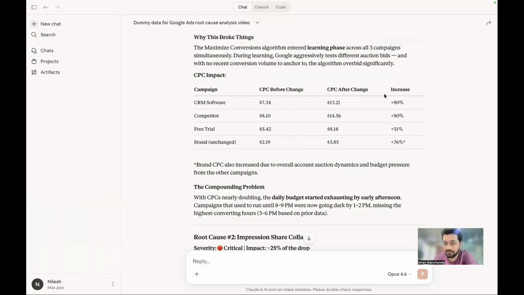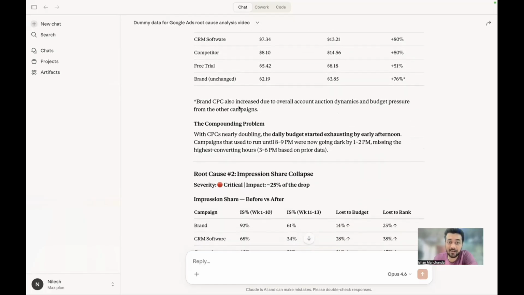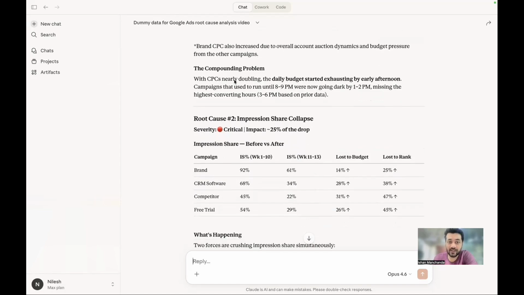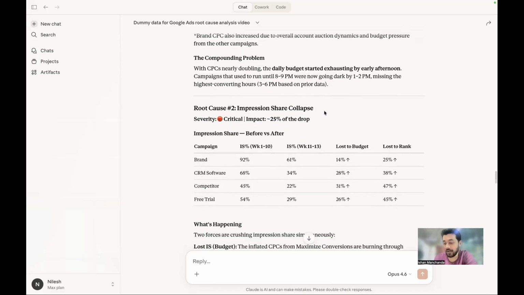So there's been a 70 to 80% change in the entire CPC, right? And brand CPC has also increased, right? What is the compounding problem? Now, with CPC nearly doubling, the daily budget started exhausting by early afternoon. Campaigns used to run till 8, 9 p.m., going dark by 1, 2 p.m. in the afternoon. They're missing their highest converting hours, in fact, which is 3 to 6 p.m., which is based on the previous data again. So again, this is one of the primary causes that we need to look at.